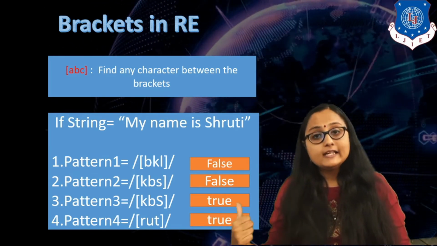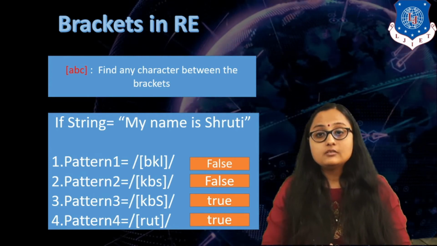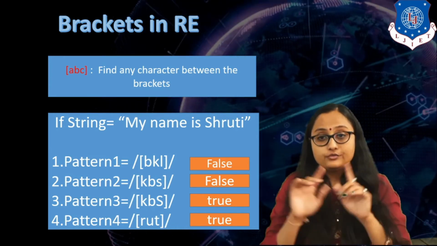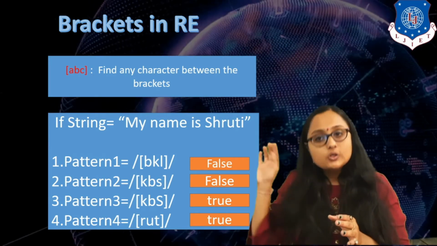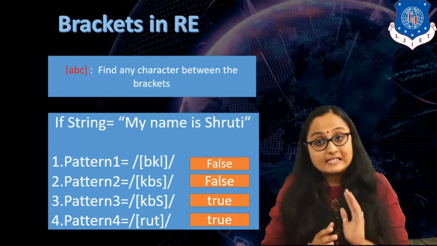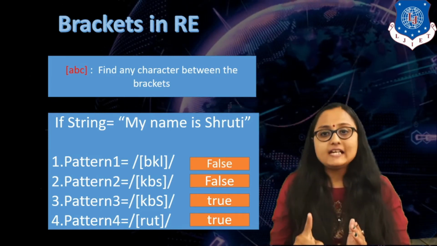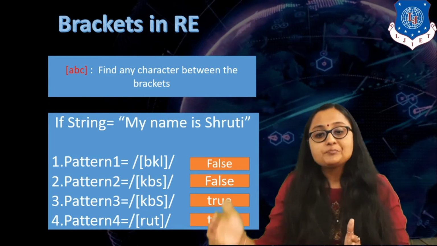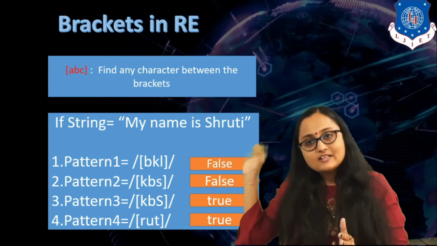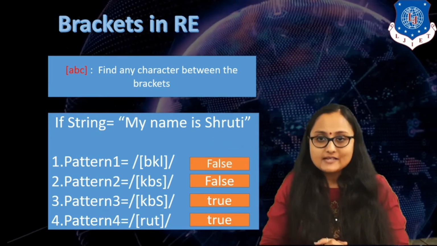So now you can get an idea that it is not mandatory that if you write characters in the square bracket, they should all match according to the sequence. Instead, if any one character from the specified characters matches in the string, then that string is valid according to the pattern. Okay.